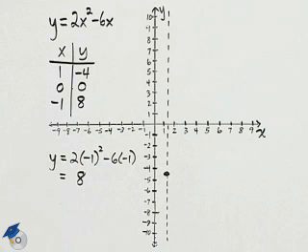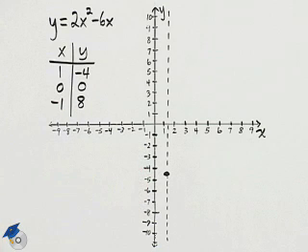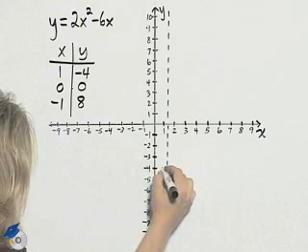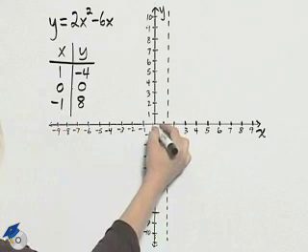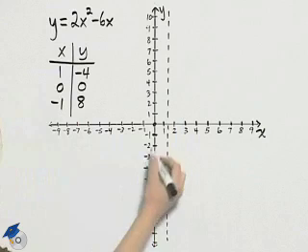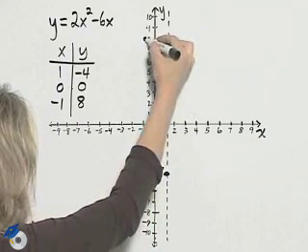I can now plot these points. I'll start with 1, -4. So 1, -4 is here. 0, 0 is here. And -1, 8 is here.